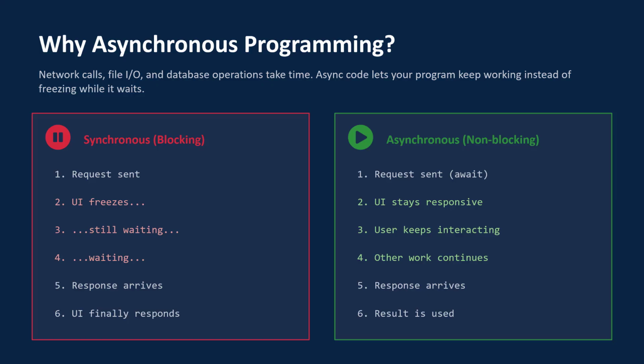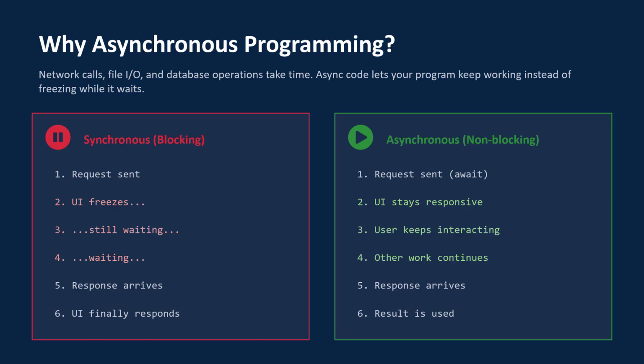So we can look at a comparison here. On the left, in our synchronous or blocking code, the request goes out and then the UI just stops. Steps 2, 3, and 4 are literally just various flavors of waiting. We're highlighting in red, nothing else can happen. Only once the response finally arrives does the UI respond again.